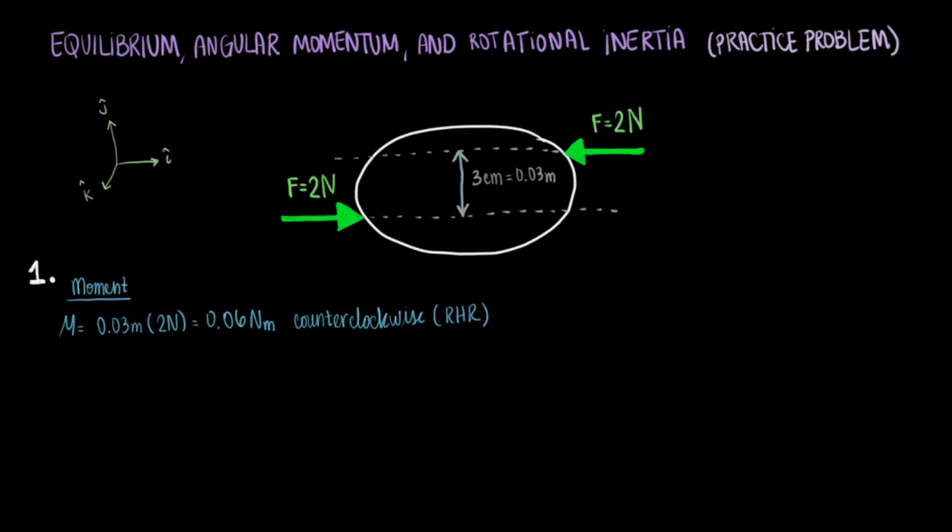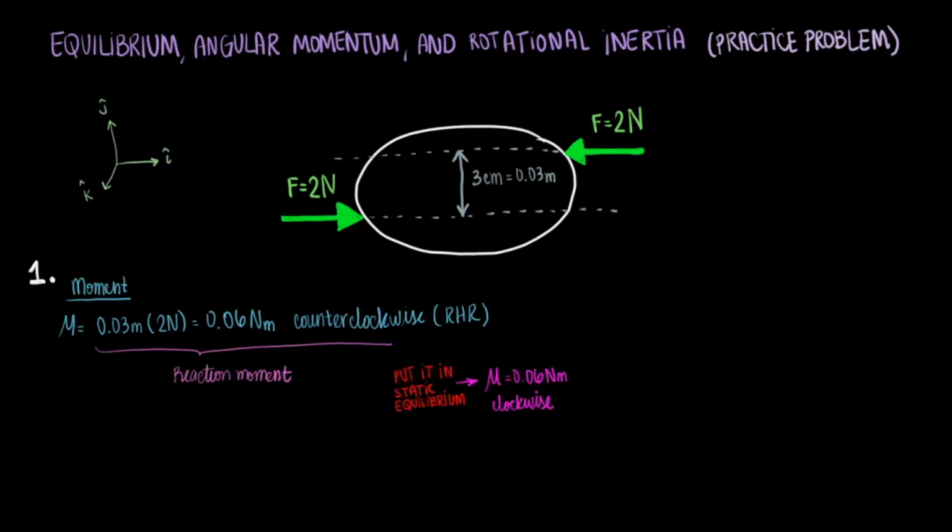To put the system in static equilibrium, we would then need a reaction moment of the same magnitude, 0.06 newton meter, in the opposite direction, clockwise. This way, we would stop the system from accelerating and have it be in static equilibrium.